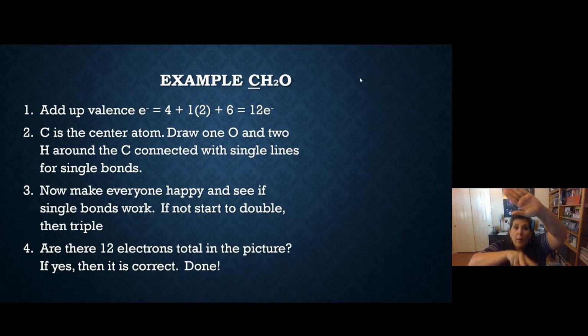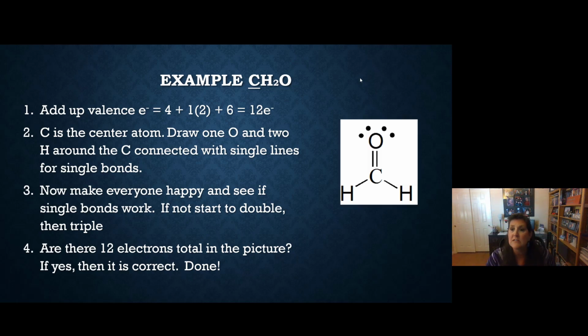Oxygen up here has a double bond. That's 1, 2, 3, 4 electrons. So it needs 5, 6, 7, 8. 4 dots. Looks like this. Yeah, let's see if that's 12 electrons. Look at the picture and count. 1, 2 in the bond to CH. 3, 4 in the other bond to CH. In the double bond, there's 5, 6, 7, 8. And then the dots, 9, 10, 11, 12. So we do have 12 electrons in this picture. It worked.